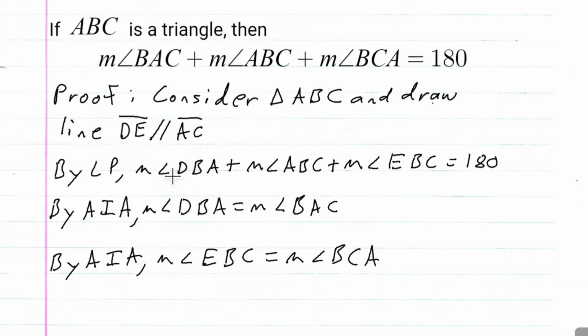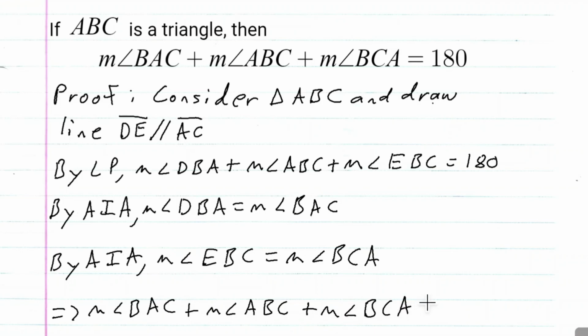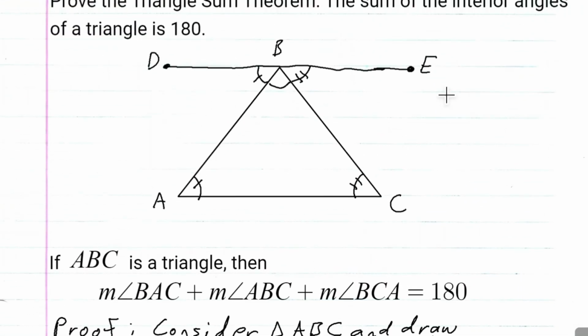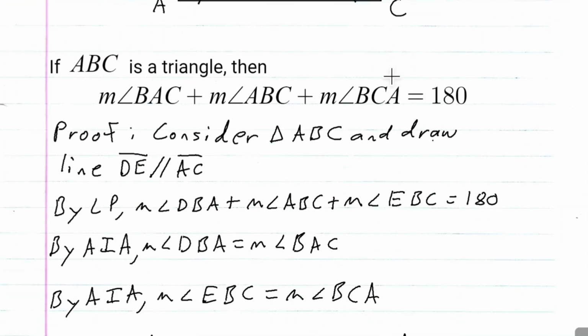So by linear pair, we know that DBA plus ABC plus EBC is 180. Instead of writing DBA, I write BAC. So this implies that the measure of angle BAC plus the measure of angle ABC plus, instead of writing EBC right here, I can write BCA, which is exactly what I want. So I get exactly what I want using this nice little argument using the parallel postulate. That's it.